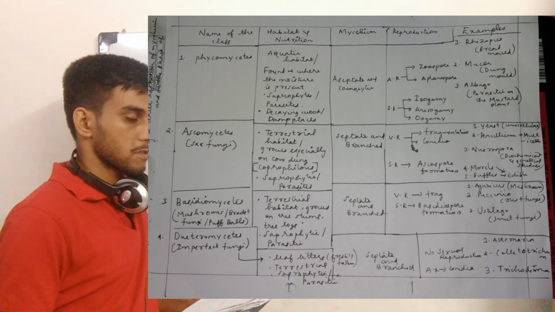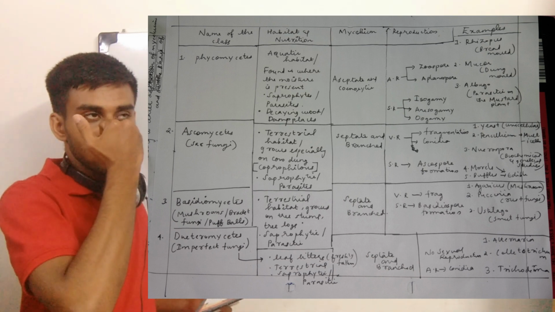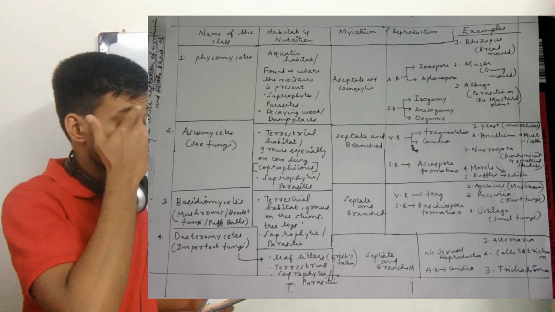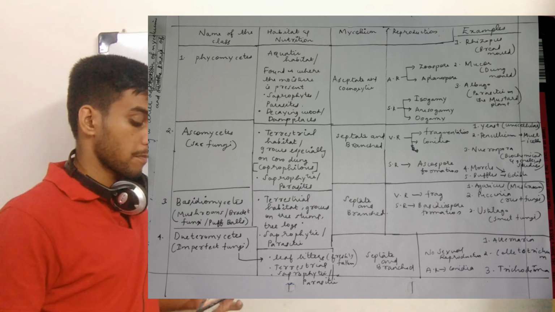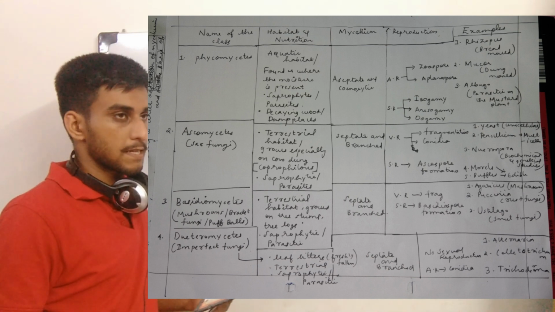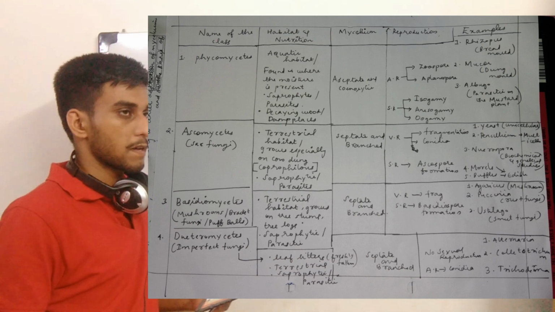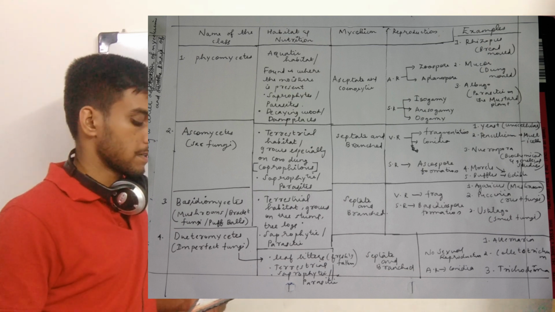And some of the examples of the Ascomycetes are yeast, which is unicellular, Penicillium, which is a multicellular organism, and Neurospora, which is used for biochemical and genetical studies, morels and truffles, which are used for eating purposes, edible fungi that can be consumed.